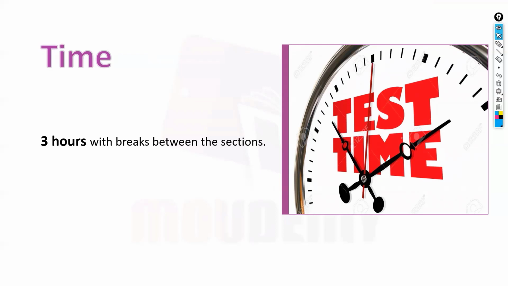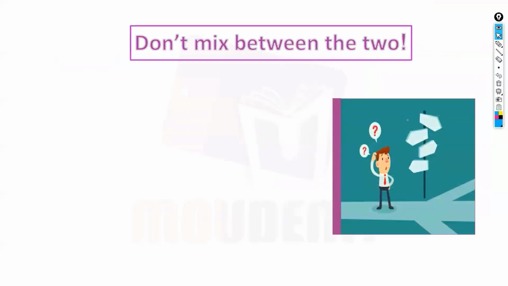It is going to take maybe 4 hours, 5 hours or something, but the pure exam time is only 3 hours. Don't mix between the two. This is really crucial, guys. Don't mix up between this SAT, which is called the new SAT, and the old SAT.